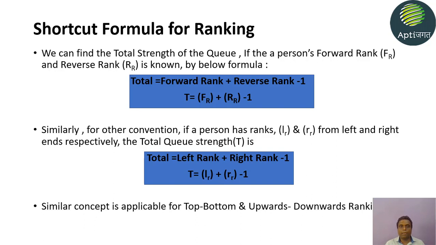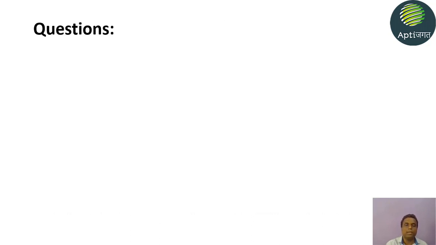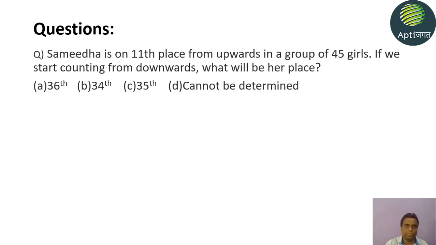A similar concept is applicable for top-bottom and upward-downward, as we discussed that all these words have a similar relation: top bottom, upward downward, left right, and forward reverse. All concepts are similar, all concepts are analogous. Now we will see some questions based on this chapter. There are very few concepts in this chapter. We have seen forward rank, reverse rank, left rank, right rank, and total strength. That's it. No more concepts. Now we will concentrate on the questions.